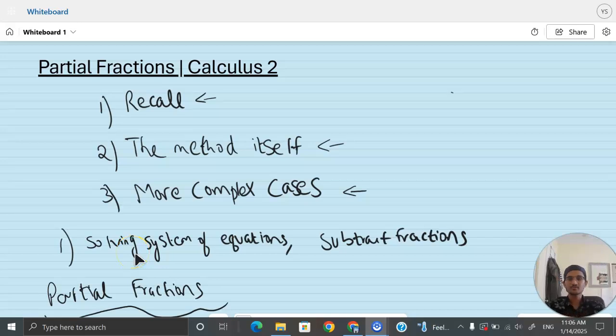Hi guys, let's talk about partial fractions today. So partial fractions is one of those methods that we use to find an integral.